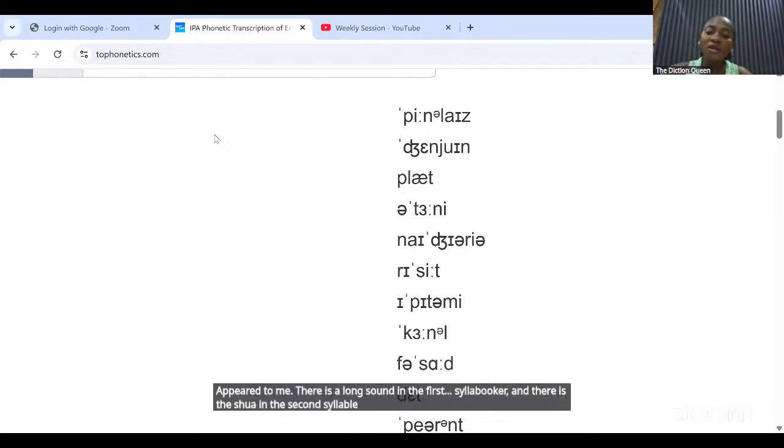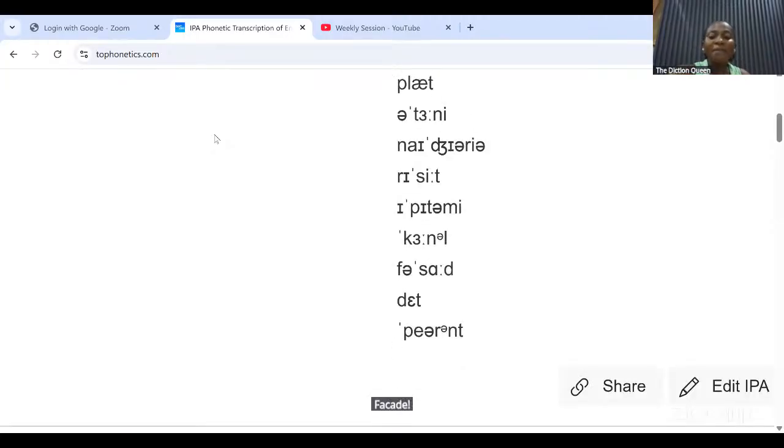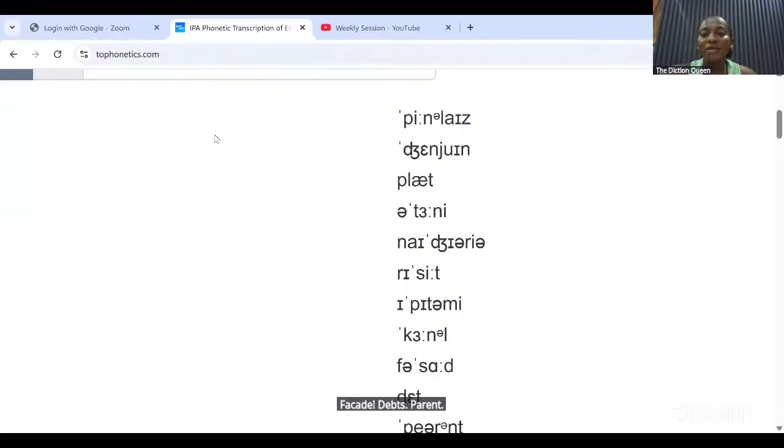Kernel, facade, debt, parent, penalize, genuine, plat, attorney, Nigeria, receipt, epitome, kernel, facade, debt, parent. Those are the words. Any more questions?